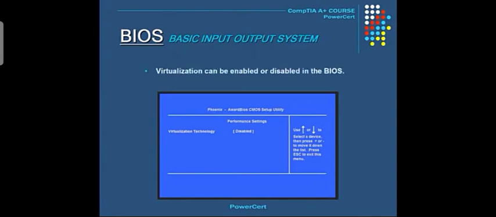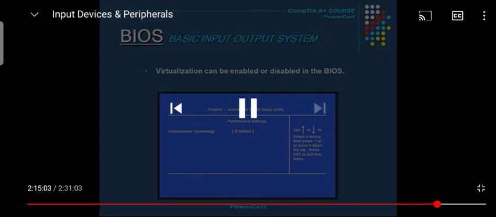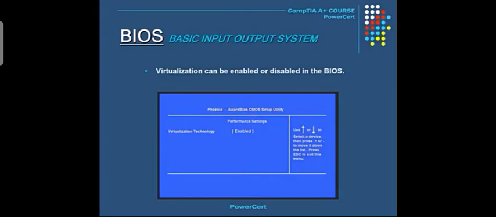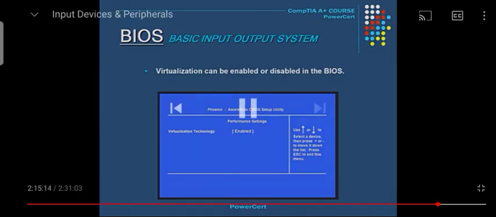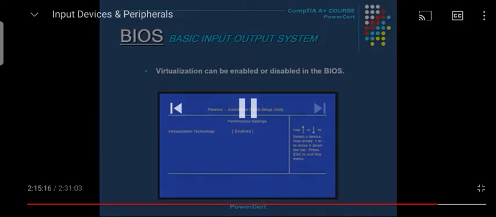And you can also enable or disable virtualization in the BIOS. Virtualization is a technology that enables your computer to run multiple operating systems in different partitions. The operating systems are not actual, but they are virtual. So if your computer is preventing you from installing or running virtualization software, it could be that virtualization is disabled in the BIOS.